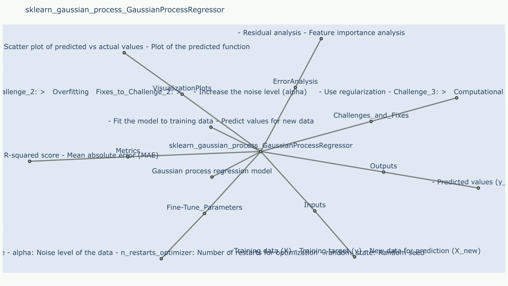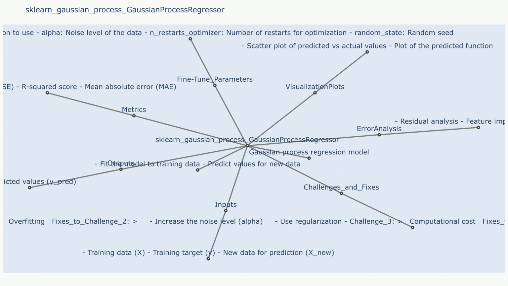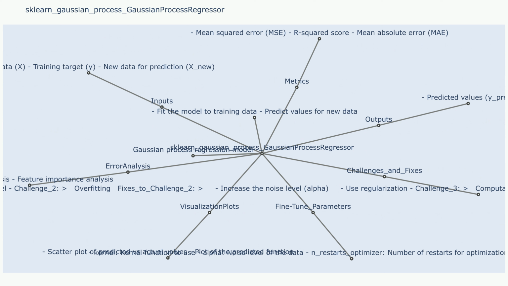Model training. With the kernel and hyperparameters selected, you train the Gaussian process regressor on your training data. Prediction. Once trained, you can use the model to predict values for new input data. The model returns not only the predicted values but also an estimate of the uncertainty in them.